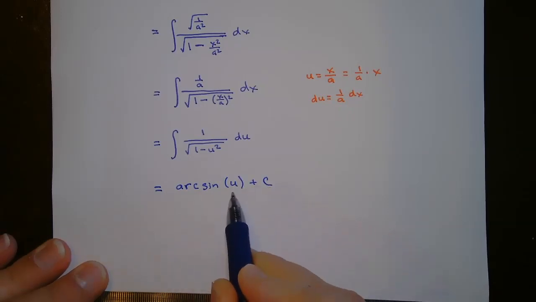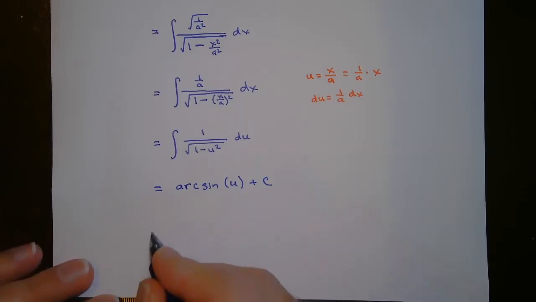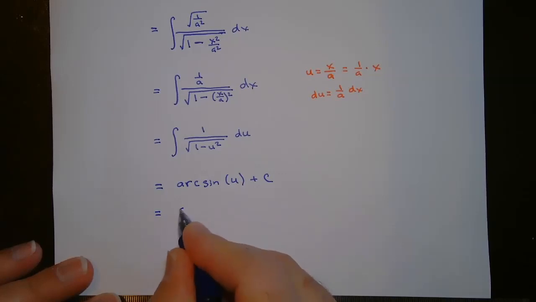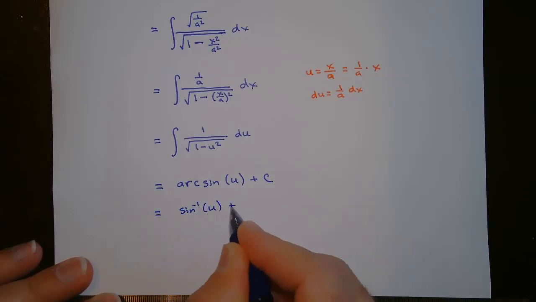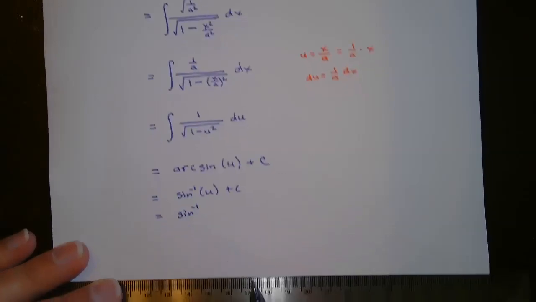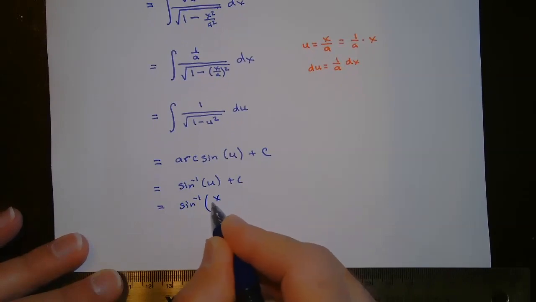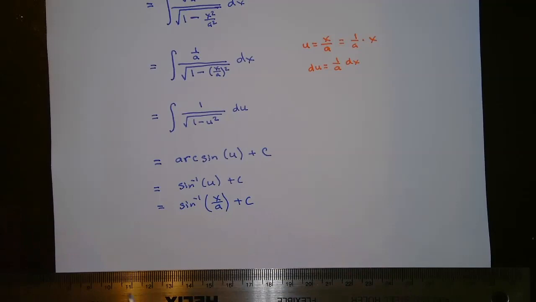But what is u? U is x over a. So this is equivalent to sine inverse of u plus c, or sine inverse of x over a plus c. Unlike tan inverse, you don't have something that you have to multiply by out in front. There's no constant out in front you're multiplying by. It's just going to be your x over your a.